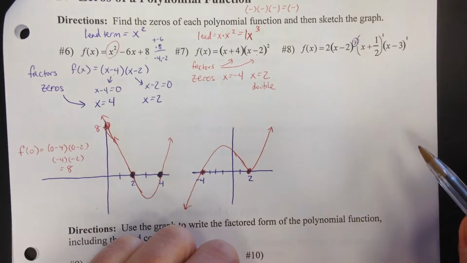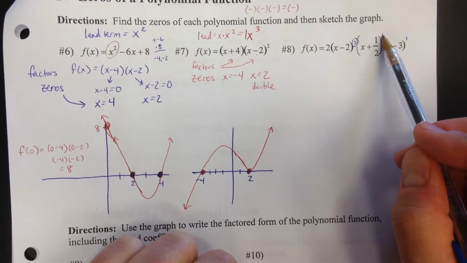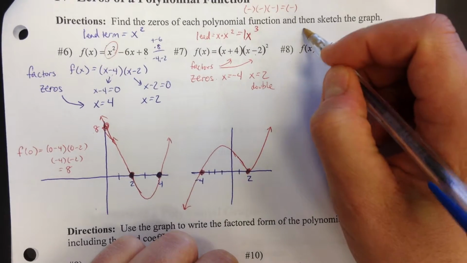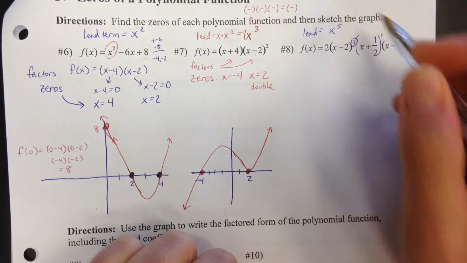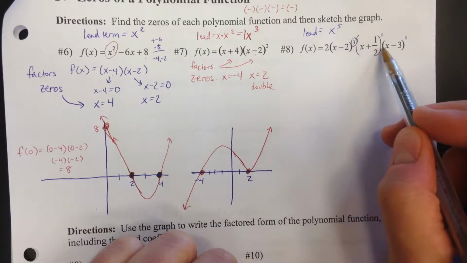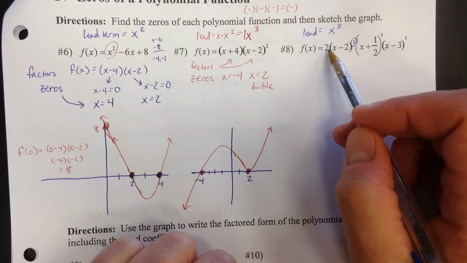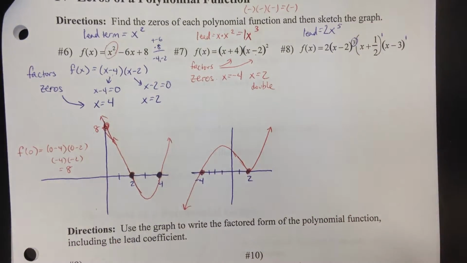to the first power. If I count my exponents, 3, 4, 5, my lead term is going to be x to the 5th. So if I were to multiply all of this out, which would take a long time, it would be x to the 5th. Also, this 2 is in front. So it would be 2x to the 5th would be my lead term.